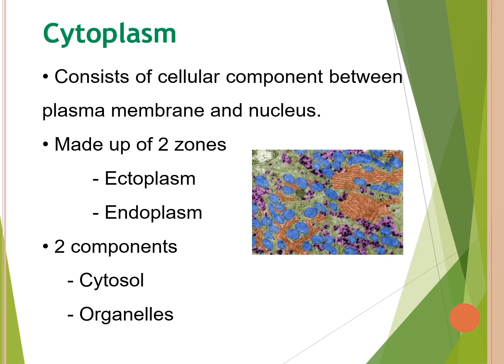Organelles are distinct, highly organized structures that perform specialized functions within the cell. Each type of organelle has a characteristic shape and specific functions. Examples of organelles include the cytoskeleton, ribosomes, endoplasmic reticulum, Golgi complex, lysosomes, peroxisomes, and mitochondria.